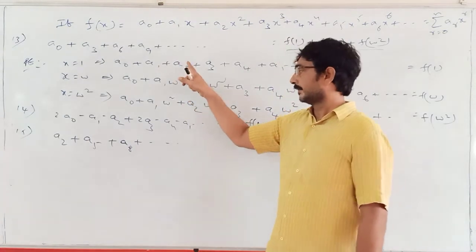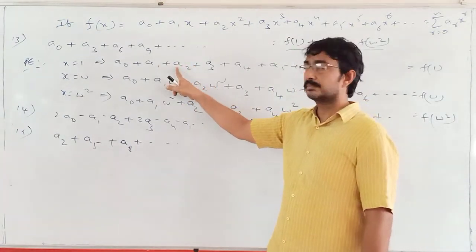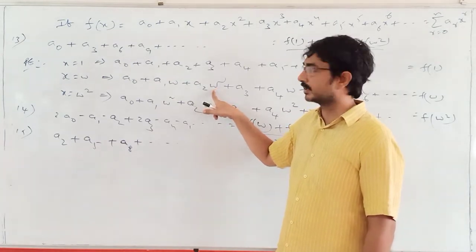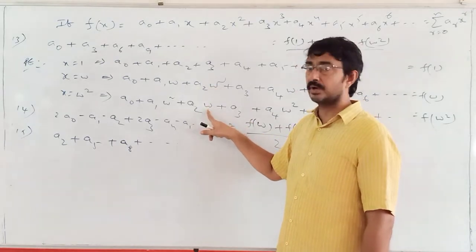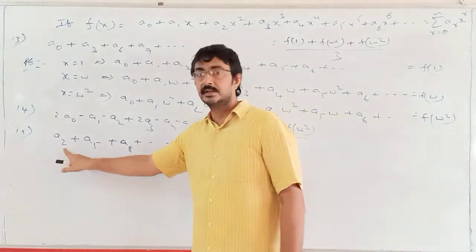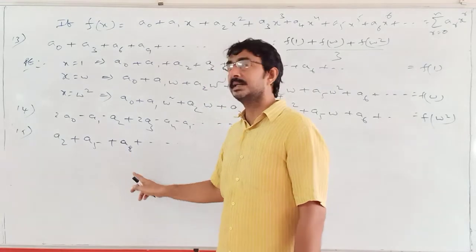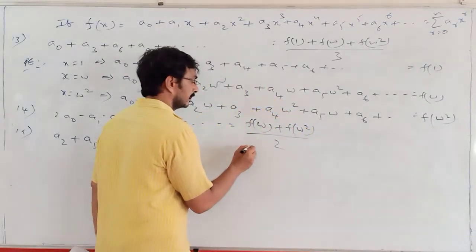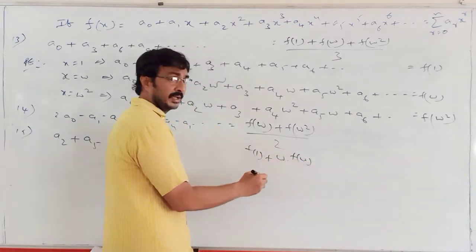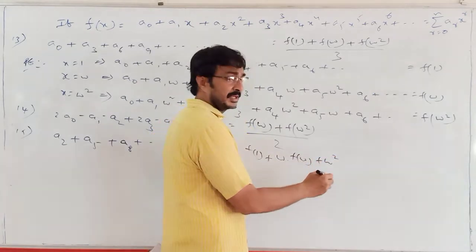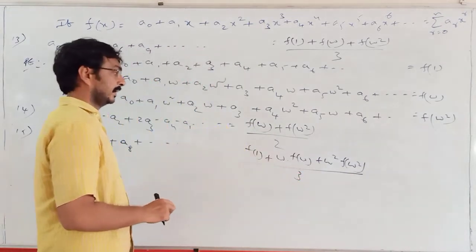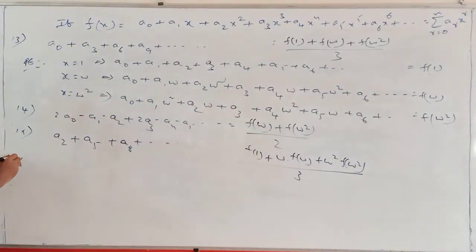Next, a2 into omega: omega cube, value 1, and a2 into omega square: omega cube, value 1. That is a2 plus a2 plus a2, so 3a2. Similarly, next 3a5, next 3a8 and so on. So this is first one plus second one into omega plus third one into omega square, that is f of 1 plus omega f of omega plus omega square f of omega square, by 3. We get the required result. Next is a similar one.